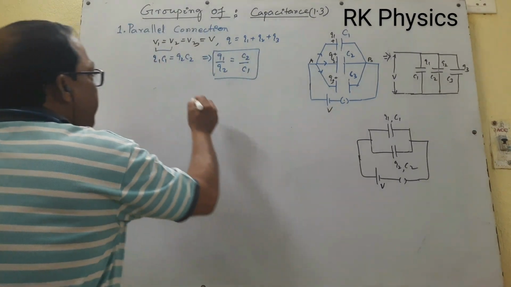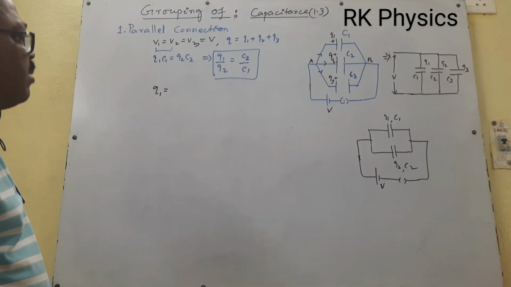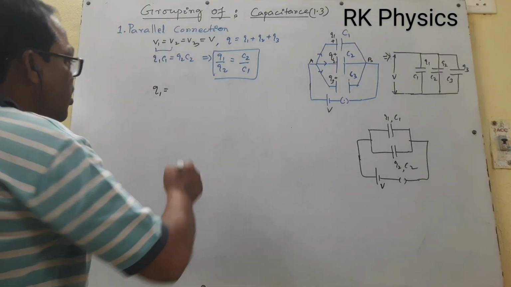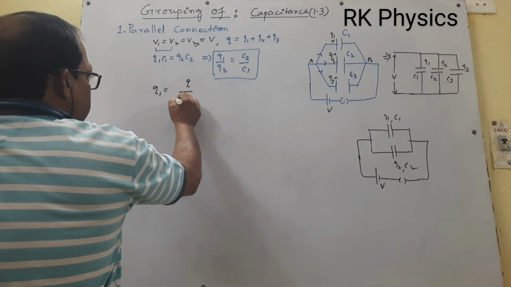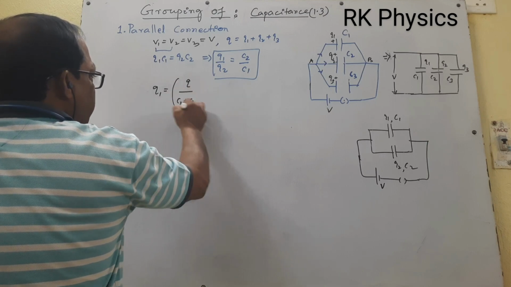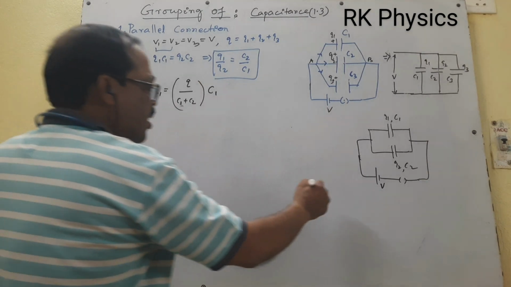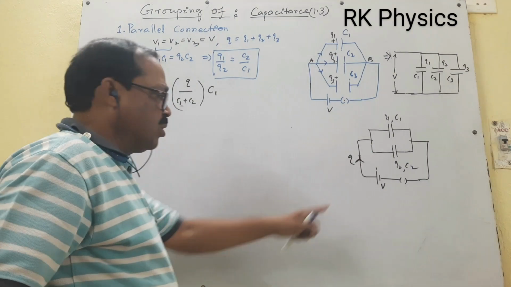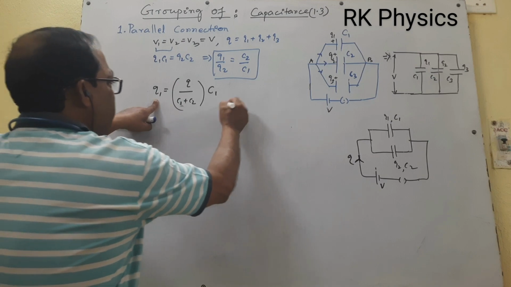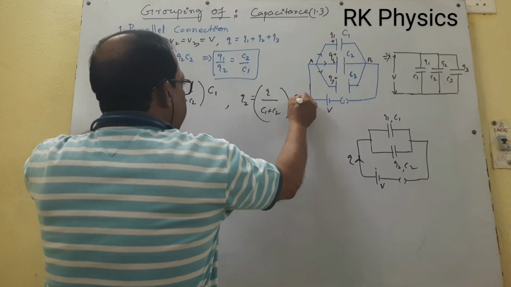Similarly, you can find out the value of Q1. If C1 is given, C2 is given, then Q1 is equal to the total charge given divided by the equivalent capacitance, whole into the capacitance of the first capacitor. That means if the charge supplied by the cell, Q, is given and Q1 is not given, you can find out Q1. Similarly, find out Q2. This is Q divided by C1 plus C2, whole into C2.